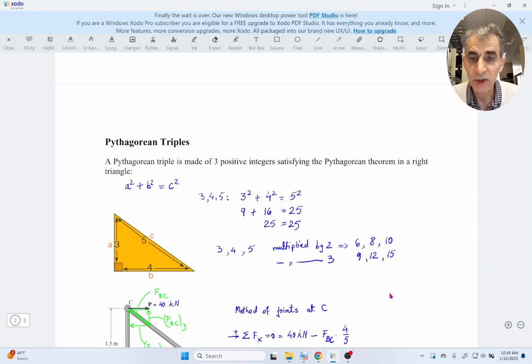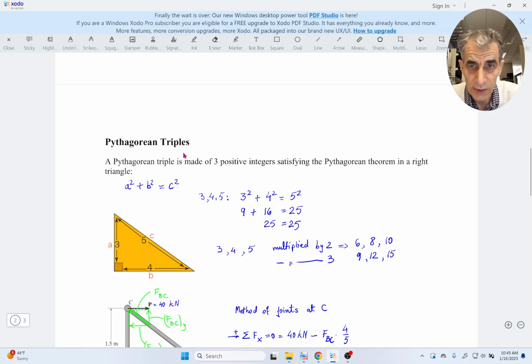Sometimes we might not know the angles in a right triangle, but we might know the sides of the right triangle. Of course, knowing the sides, we can figure out the angles quickly. But there is a faster way to find the components of a vector in the x, y, and z direction by using these sides. And this is based on the Pythagorean triples.